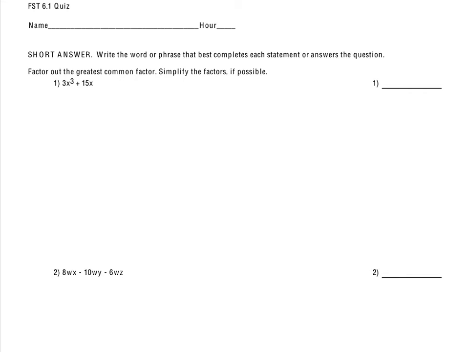So today we're going to take a look at some factoring questions for the 6-1 quiz, focusing on taking out the greatest common factor. For the first one, looking at 3x cubed plus 15x, the common factor would be 3x. When we divide each of the terms by 3x, we get x squared plus 5. And again, we can double check to make sure that we come up with 3x cubed plus 15x by multiplying the 3x back through. So again, probably worth your time to make sure that you do that.